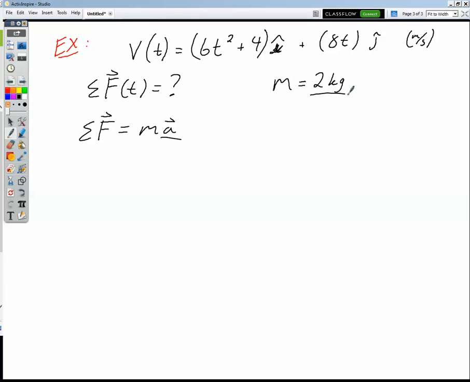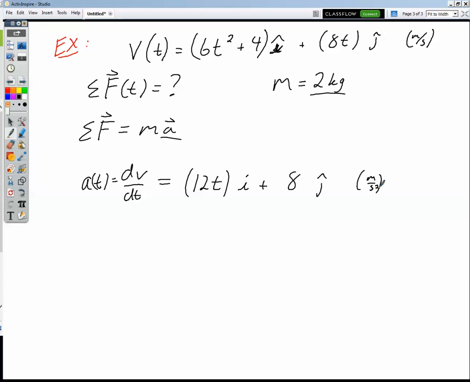So how do we find acceleration from velocity? We take the derivative. Acceleration at any time t is equal to dv dt, the derivative of velocity with respect to time. So taking the derivative of my velocity function, I have 12t plus 0 in the i direction, and I have 8 in the j direction. And this is acceleration, so our unit is meters per second squared. So here's my acceleration function at any time t. Notice it is not a constant acceleration. The acceleration depends on time.